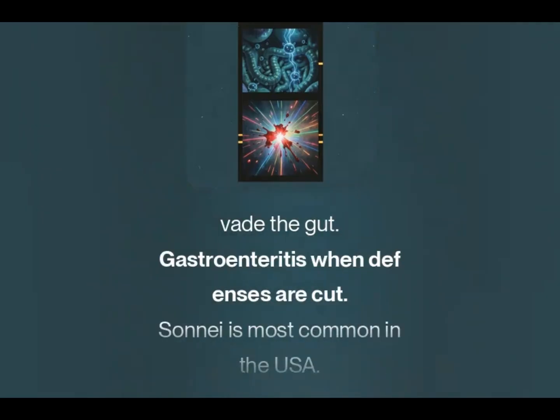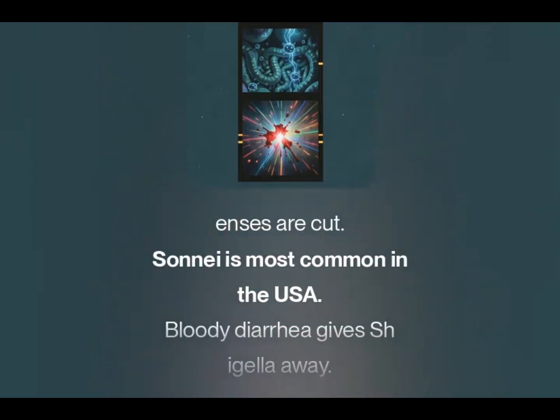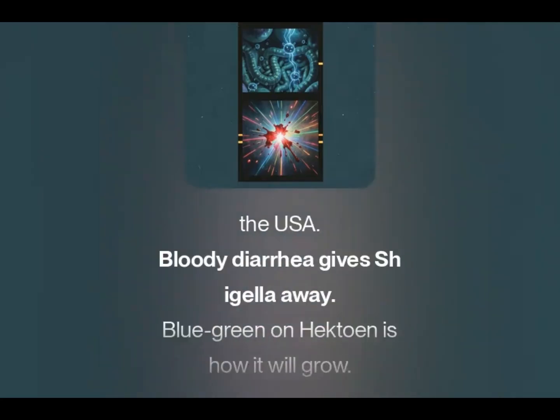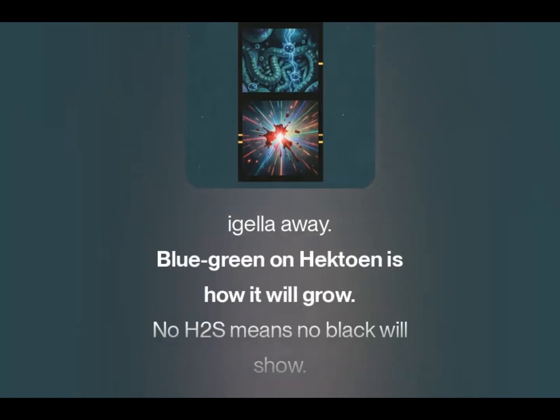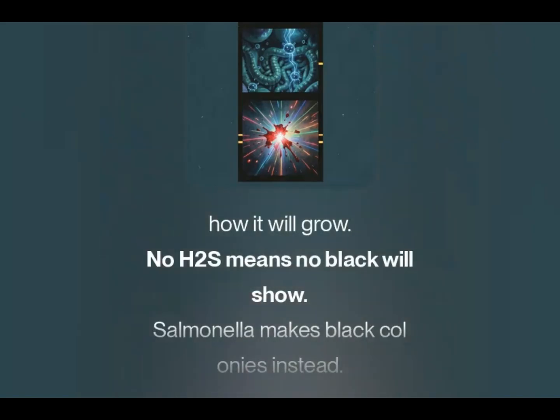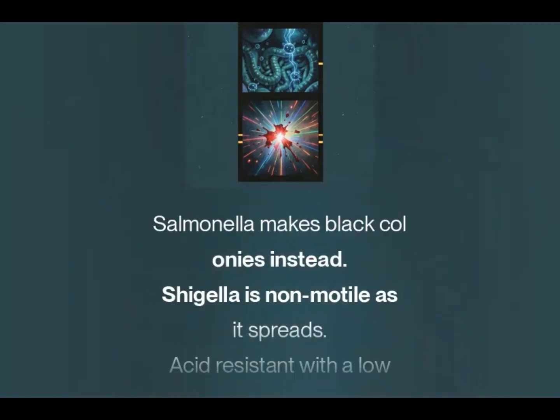The gut. Gastroenteritis when defenses are cut. Sonnei is most common in the USA. Bloody diarrhea gives Shigella away. Blue-green on Hektoen is how it will grow. No H2S means no black will show. Salmonella makes black colonies instead.